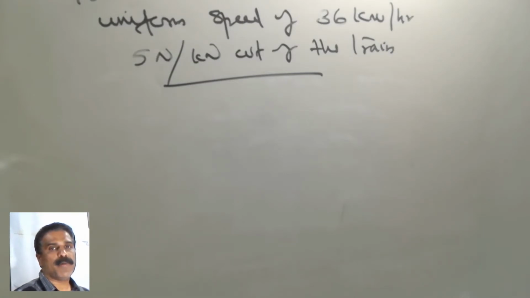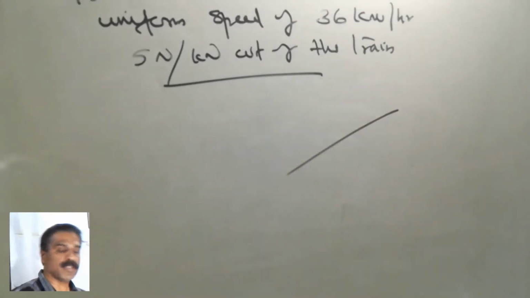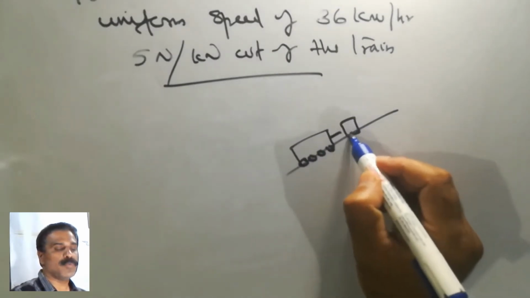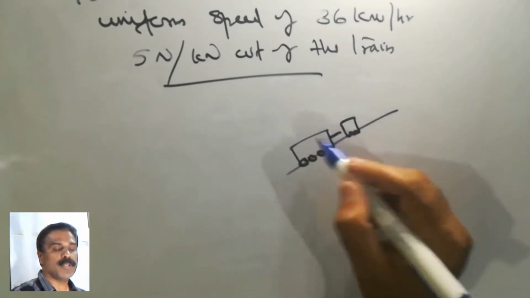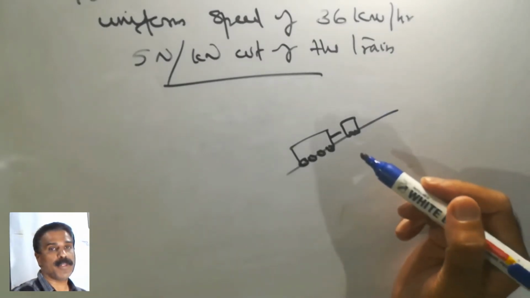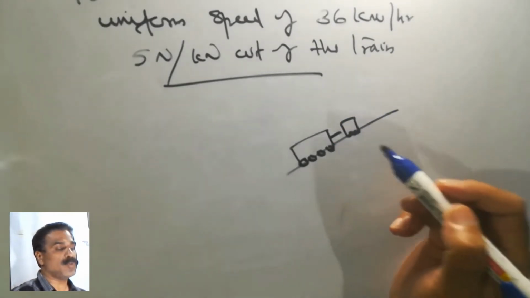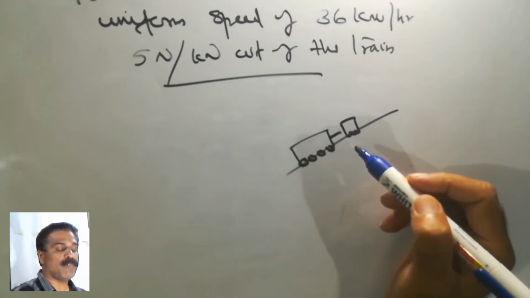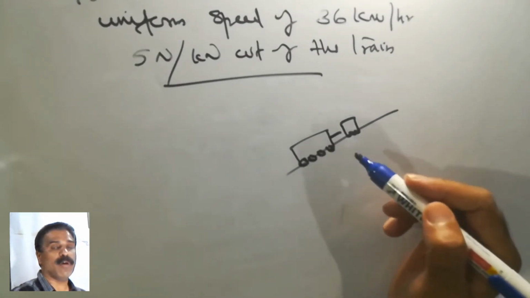So we need to find the power exerted by the engine. Power generated by the engine to pull the train at a speed of 36 km per hour to climb an inclined plane or inclined surface like this. So if this is the train, the engine has to put in some power so that this whole train will have a velocity of 36 km per hour. And this engine has to overcome a frictional resistance of 5 Newton per kilonewton weight of the train.